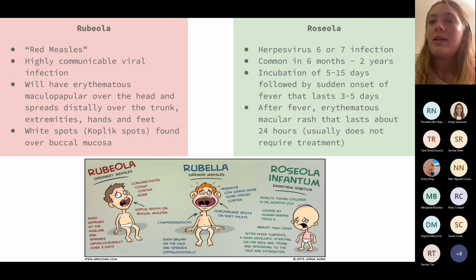Roseola, on the other hand, is an HHV 6 or 7 infection. Usually, again, they're going to present with more of a swollen erythematous rash that lasts about 24 hours. Usually this one's going to be limited to the trunk as well. You'll see the patient spike a really high fever, but then it will go down. And as that fever goes down, that's when we see the rash. So with roseola, they're going to have a fever that precedes a trunk rash, if that makes sense.